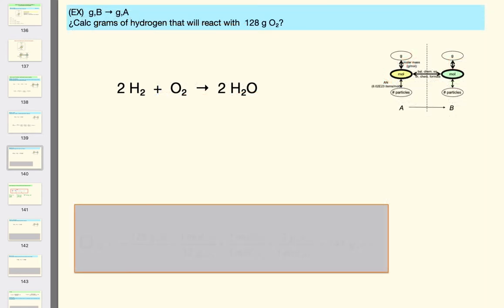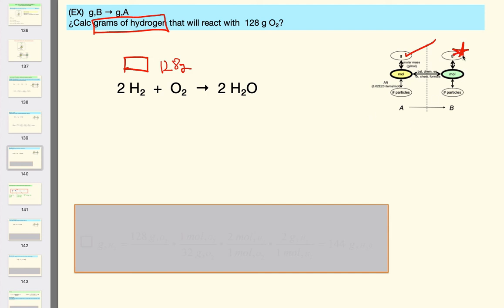Okay, let's look at another variation of this. We'll move a little quicker this time because hopefully you're getting the hang of it by now. How many grams of hydrogen? Okay, I'm looking for grams of hydrogen. There's hydrogen. I'm going to put my box above H2 to correspond to that. It will react with 128 grams of oxygen. I'm going to put the 128 grams of O2 here, and that corresponds with my given starting point.